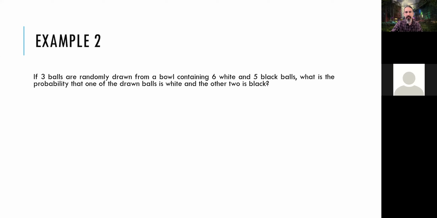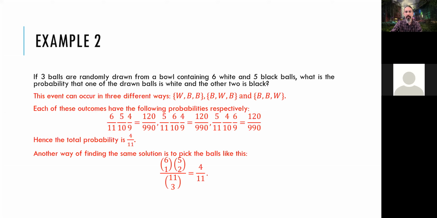Now, if we do this experiment for the 2 other orders, black, white, black, or black, black, white, we will get the same results: 120/990. When we add these 3 together, we get 360/990. After simplifying, we get 4/11. This is the first way of doing this experiment.